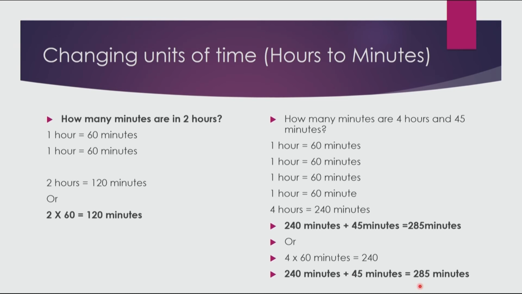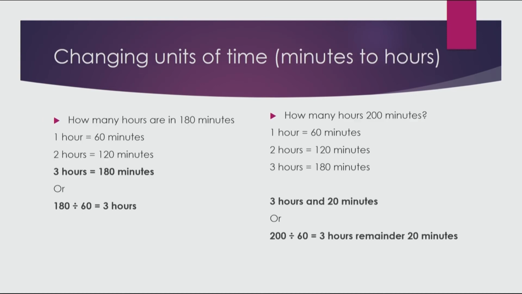So that's how you change hours to minutes. You either add the number of hours and then also add the equivalent number of minutes, then you get the total. Or you can multiply 60 by the number of hours you have been given. Okay, so let's proceed.